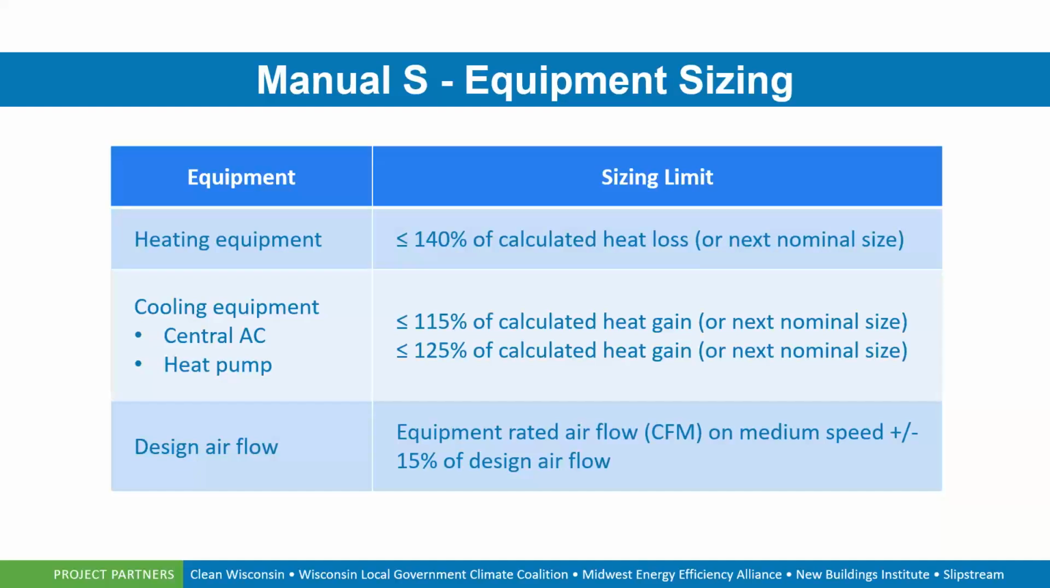Cooling equipment, whether it's central AC equipment, split system, or a heat pump: central AC should be 115% of calculated heat gain or the next nominal size. Heat pump, we could go to 125%. Then when we look at our design airflow, we'll make sure that the rated airflow for the equipment on medium speed is within 15% of that design airflow.